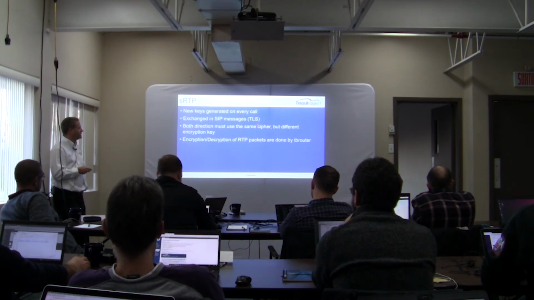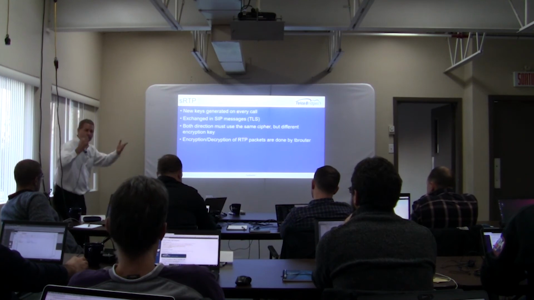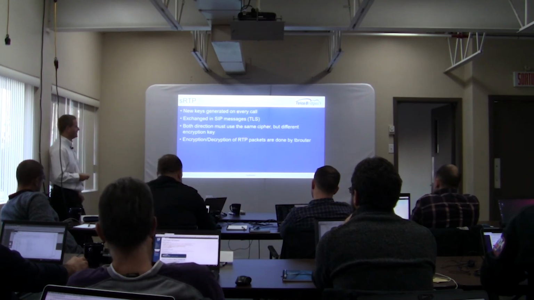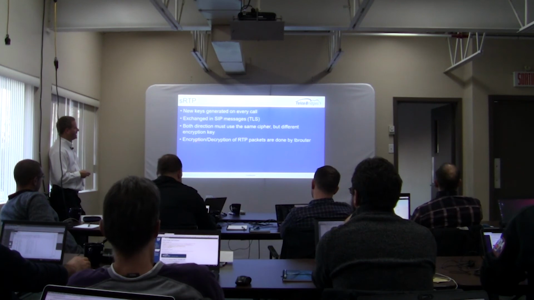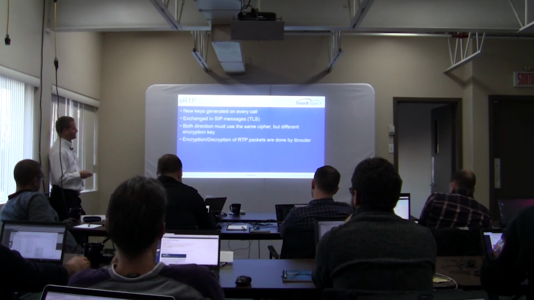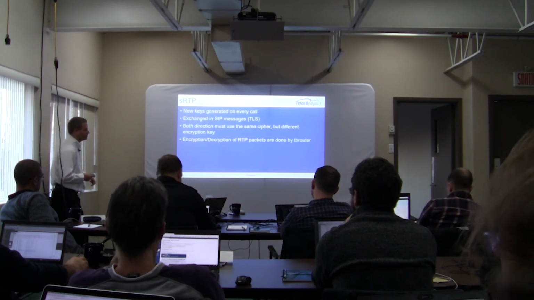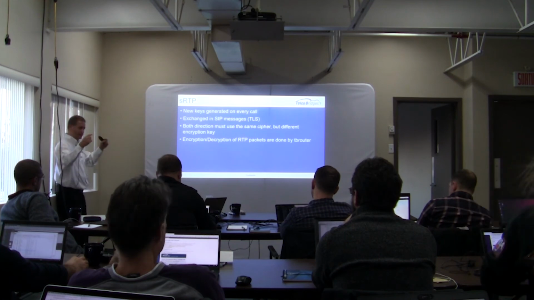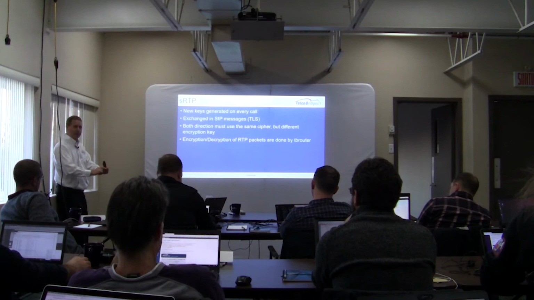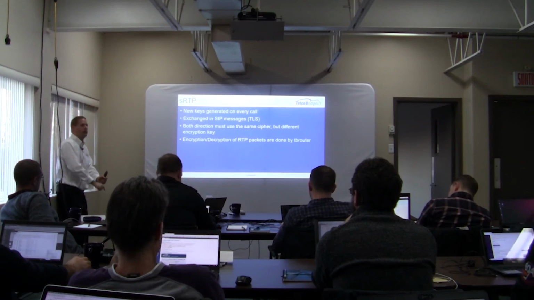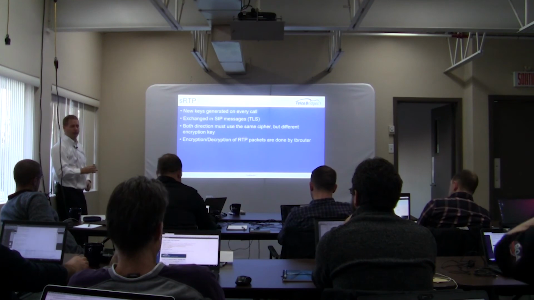Both directions might use the same cipher, but different encryption keys. Again, this is done automatically, so we don't really bother about this. All the encryption and decryption of RTP packets are done by TB router. It's right down with TB router that does this processing. So it doesn't go through the kernel up to the user space and back down. It's very efficient to do it at the very low level.